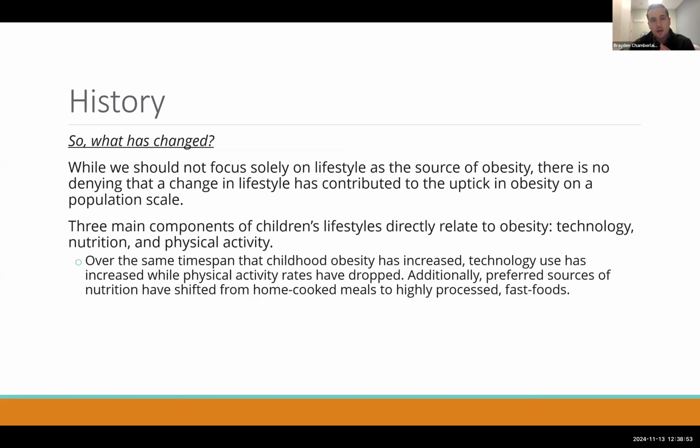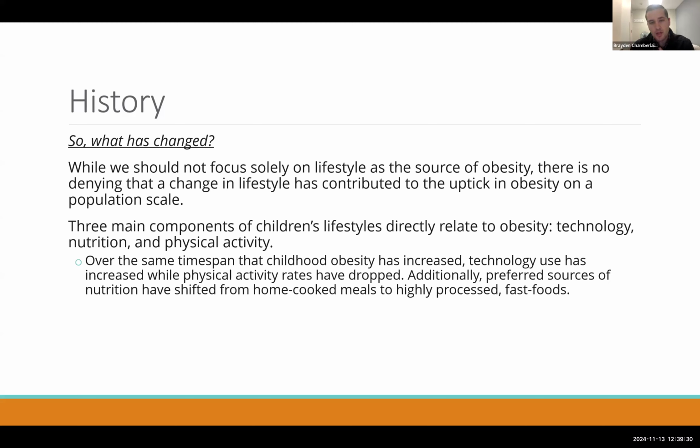So what's changed since the 60s? While we shouldn't focus solely on lifestyle, as I just mentioned, there's no doubt that lifestyle does play a huge role in obesity and weight gain on a population scale. And in particular with children, there's been a big change in lifestyle since the 60s. Three big things that have been noticed: increase in technology use, decrease in physical activity, and a change in where they get their nutrition.